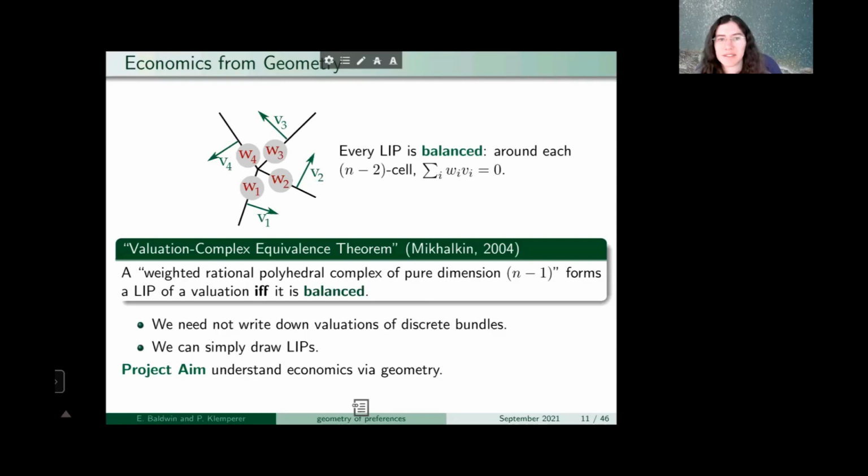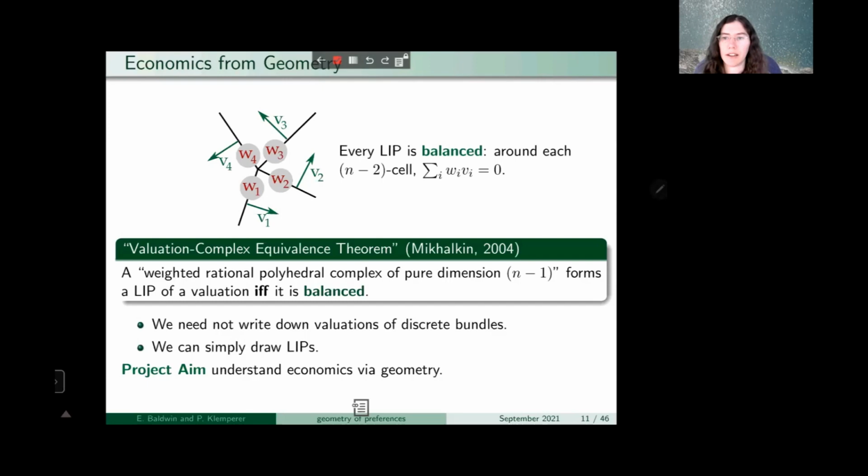In terms of the statement, what do you mean by saying that this mathematical object forms a lip over valuation? Do you mean that if you are given the balanced set of vectors and weights, then there exists a corresponding valuation with precisely this? Okay, I see. Exactly. Yes.